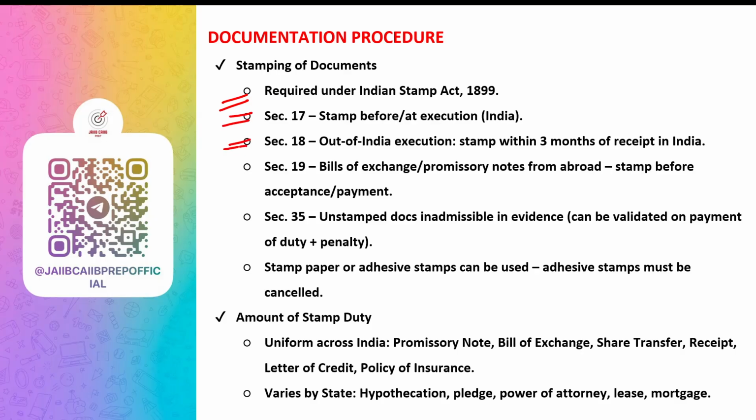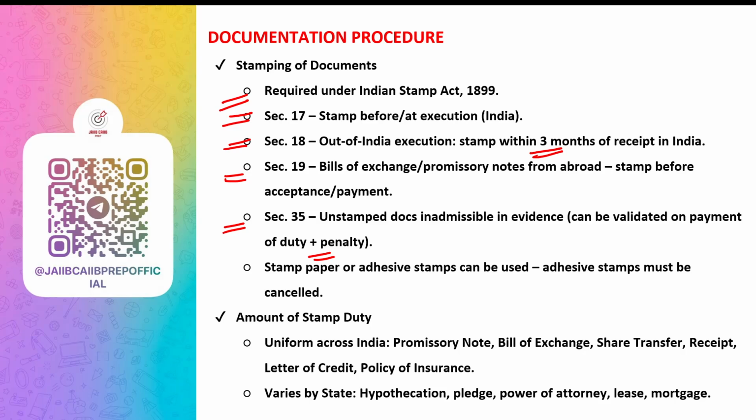before or at signing. Section 18 states that a document made abroad must be stamped within 3 months of arriving in India. Section 19 states that foreign bills or promissory notes must be stamped before acceptance or payment, and section 35 states that unstamped documents are invalid in court unless the duty is paid and the penalty is paid. So unstamped documents are invalid unless duty and penalty, which can be up to 10x, is paid.